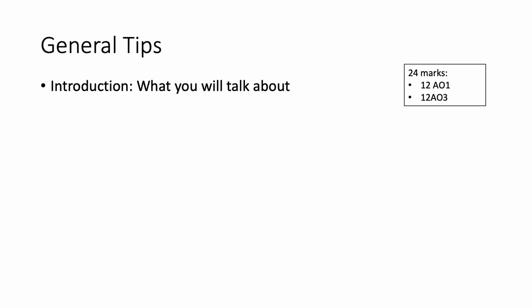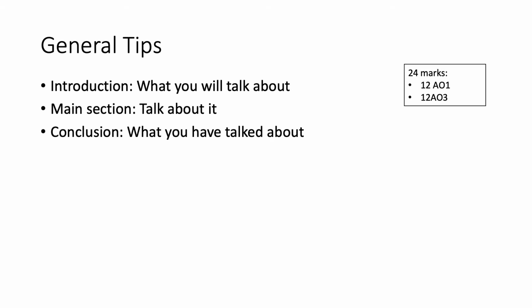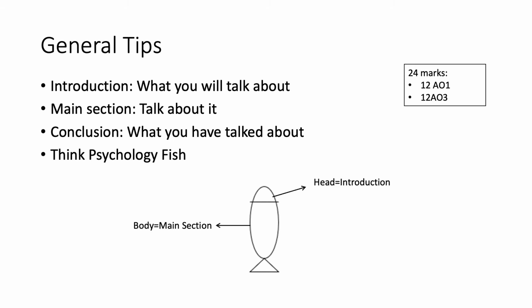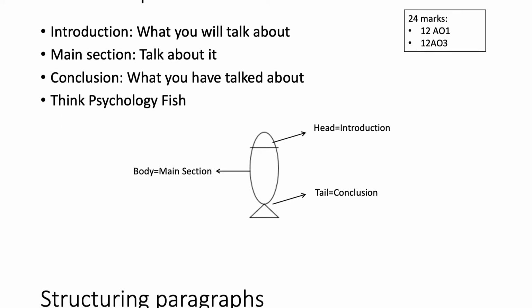So, some general tips. It is 12 marks, 12 for AO1, 12 for AO3. When I think about writing my essays, I like to think of the introduction, which is what I will talk about, the main section where I talk about the topic, and my conclusion, which is where I say what I have talked about. Now, I like thinking of an image, so I think of the psychology fish, where the head is the introduction, the body is the main section, and the tail is the conclusion.